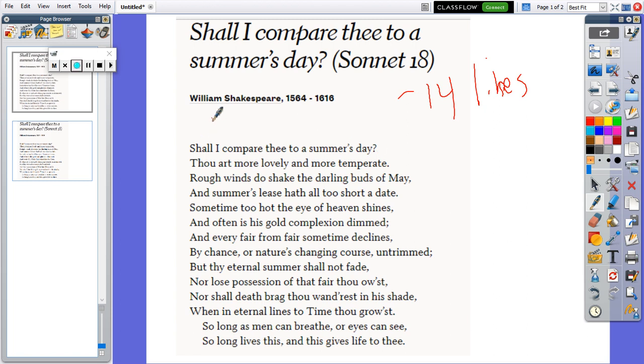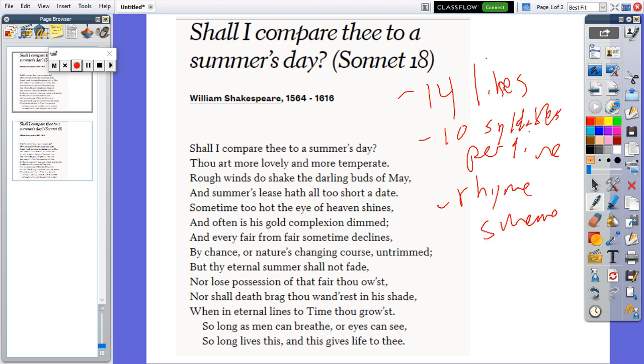Count the number of syllables, 10 syllables per line, it's probably going to be a sonnet. The other litmus test then that you should look at is, does it have a rhyme scheme? Does it have one? And so what we're going to kind of do, forgive the handwriting, but the pen function on this is kind of bad.